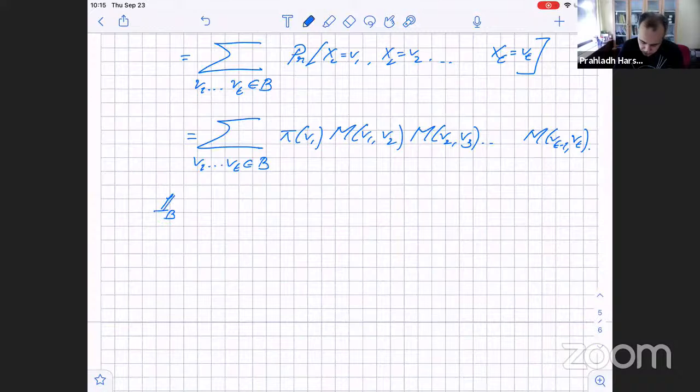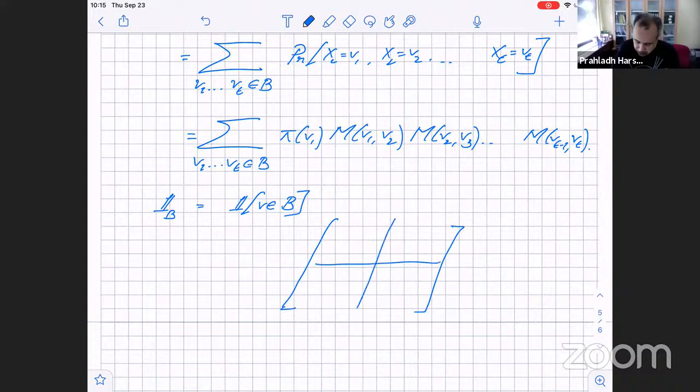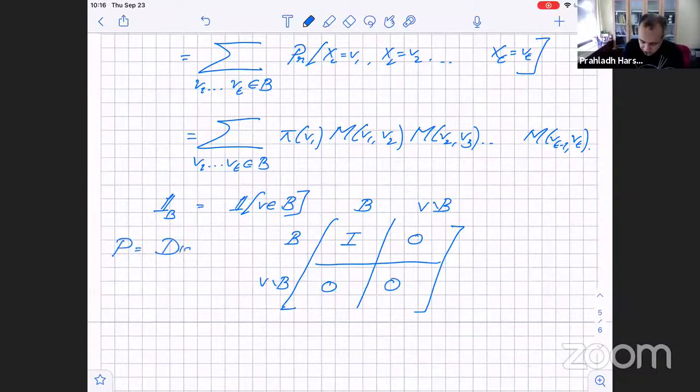Let's look at the indicator of B, the function that is just the indicator that v is in B. Let's look at this matrix P. It's a V by V matrix. Let's split it up into two parts: the vertex set is B and V minus B, for both rows and columns. Let's put the identity matrix on the B block, and 0 everywhere else. Notice this is exactly diag(1_B). It's a diagonal matrix which has 1_B on its diagonal.